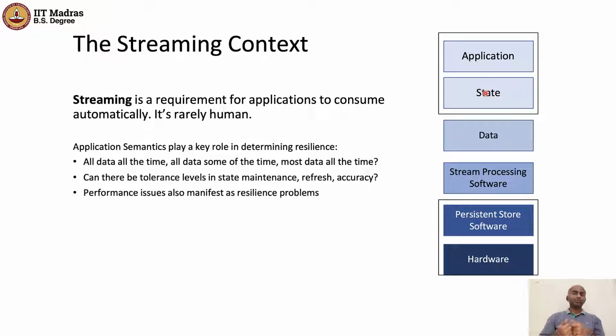So the state usually is very closely tied to the application. That's why I've drawn it out as one box, but it's still a logically separate entity from the application, because the state dictates how you deal with the current data. The state gives you the context for the current data when it needs to be operated on. All right. So the data itself is of course a separate component.